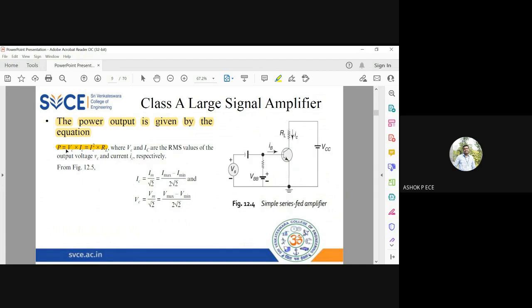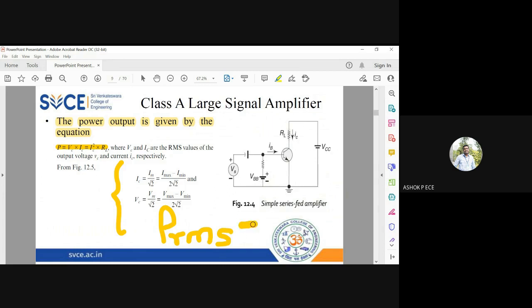So power equals VC into IC. VC means it is the peak value. IC means it is the peak value. So you know from AC circuits, the RMS value is going to be the peak value divided by root 2. So whatever power you find is PRMS. In AC circuits, we always find the RMS value of the power because that is the actual power which is produced by the circuit, because the input and output signals are constantly varying.